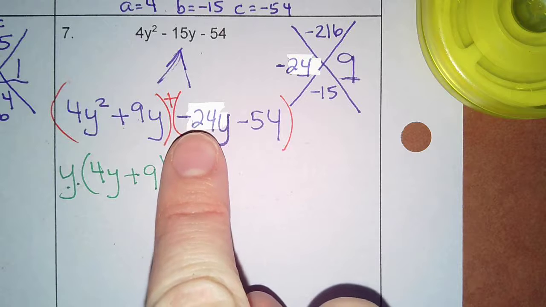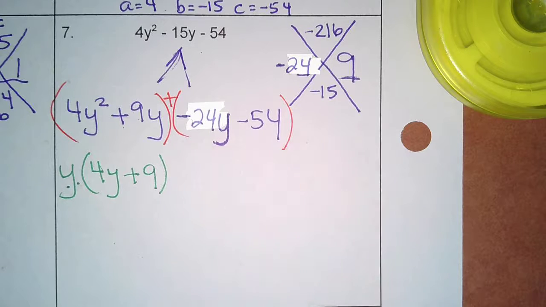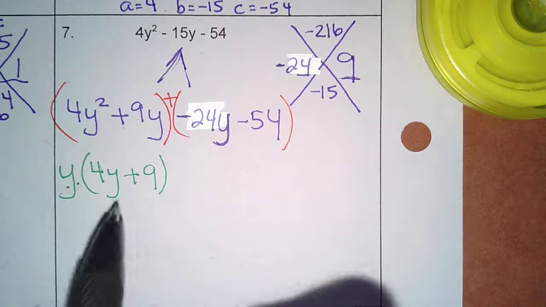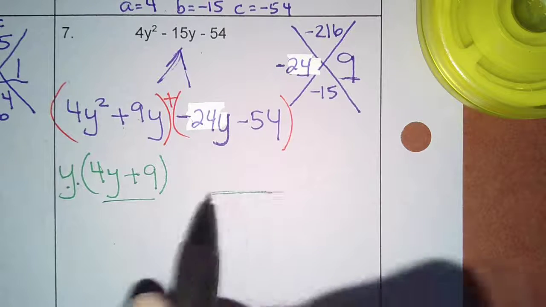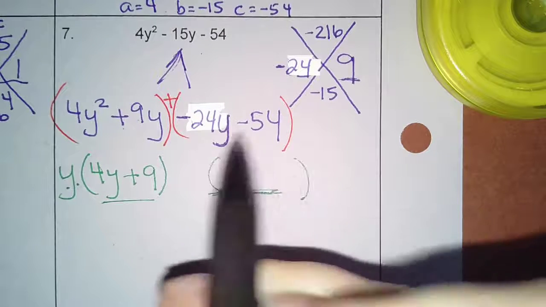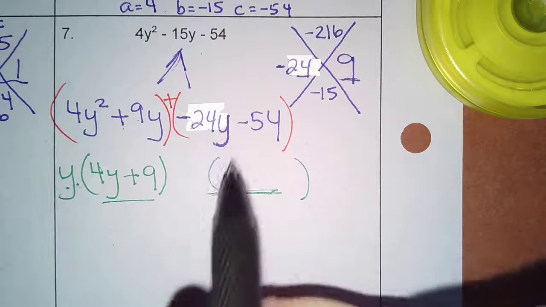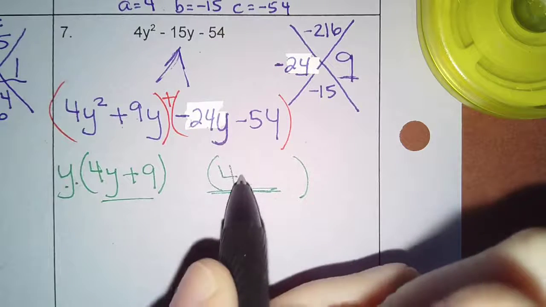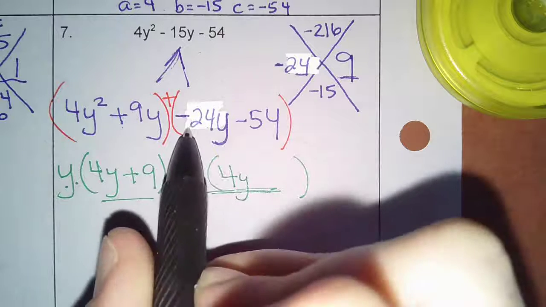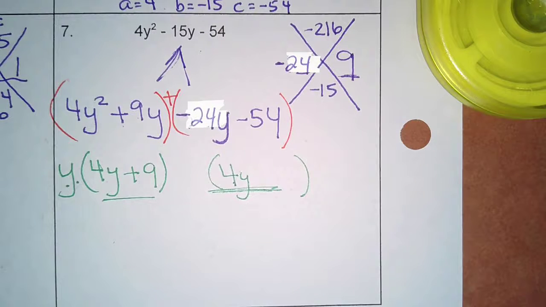All right, negative 24 and negative 54. We have a couple thought processes. I know I want these to match, so I could be thinking, well, how do I get from negative 24 to a positive 4y? So what's negative 24 divided by 4? Negative 6.